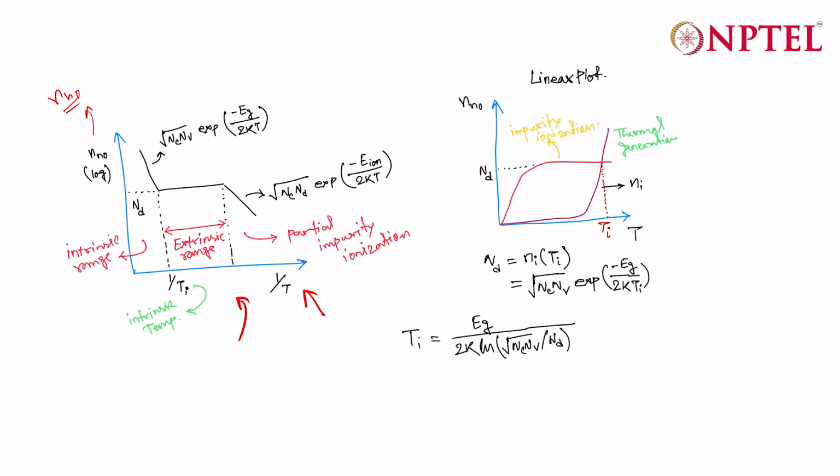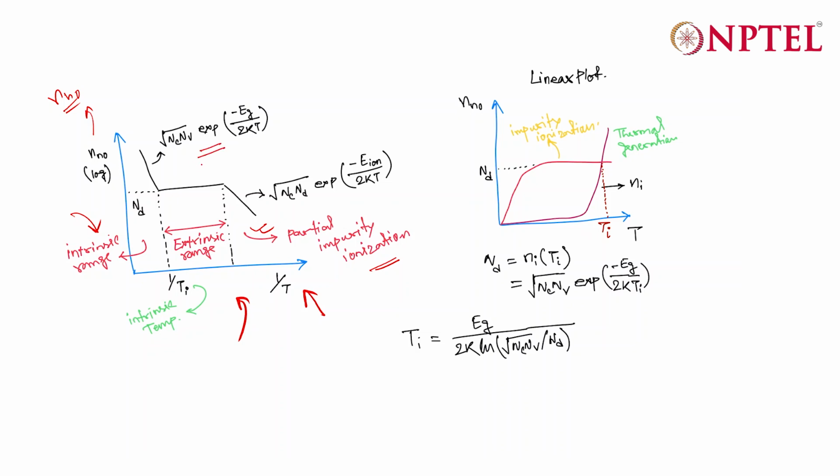Now as we already have seen, in this plot we have three different zones. One is the intrinsic range, which is the high temperature zone. Then you have the extrinsic range, where your carrier concentration is constant. And then you have a low temperature zone, which is known as partial impurity ionization, right? And the equation associated with each zone is shown over here.